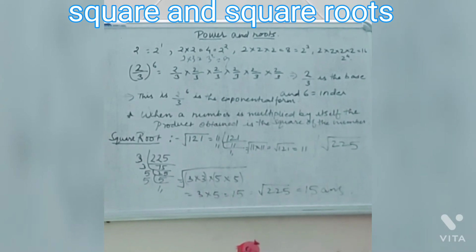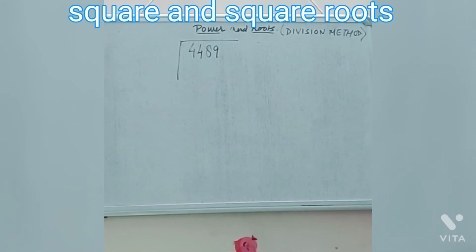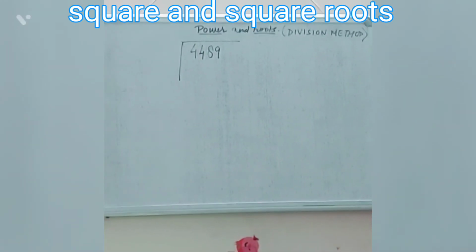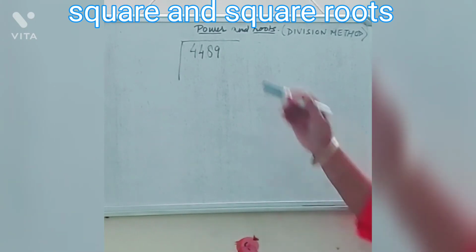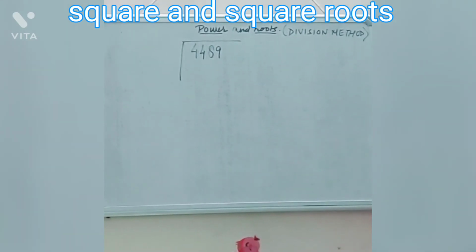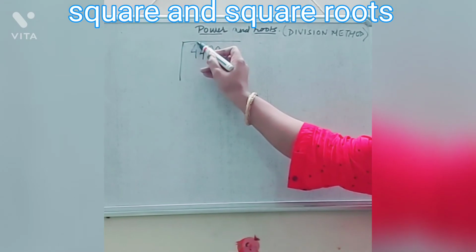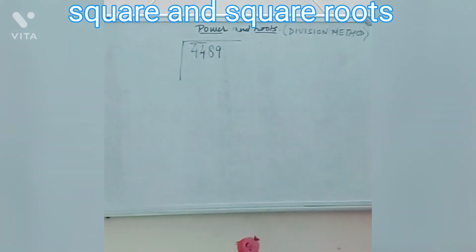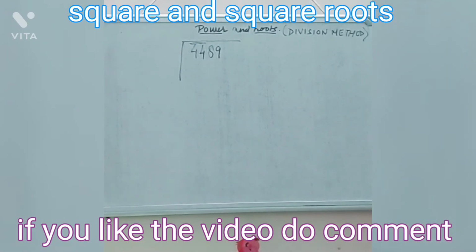Now I am going to show you how to find square root by the division method. For the division method, like in normal division, we consider the first digit, right? We start dividing the first digit. Here in this square root, we'll consider 2 digits at once, that is 44. So we have to divide first 44.